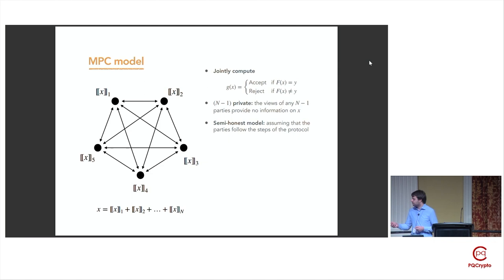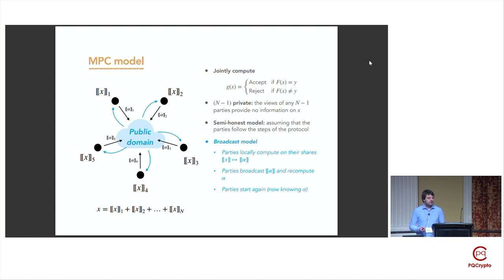The first schemes were relying on this model, but for efficiency, the latest schemes are working in the broadcast model. It means that the parties will not use peer-to-peer communication, but instead will broadcast values to everyone. So they will send a value to the public domain, and everyone can get all the values in the public domain. For example, all the parties take a sharing of X, and they make some local computation to obtain a sharing of a value alpha, and everyone will broadcast their share of alpha. Since we are working with additive sharing, everyone can make the sum of the broadcasted values and get the plain value alpha to continue the computation, and do other computations.